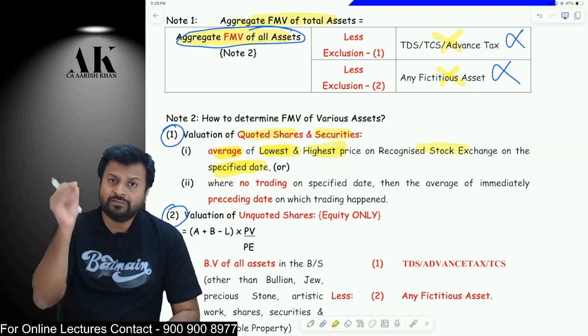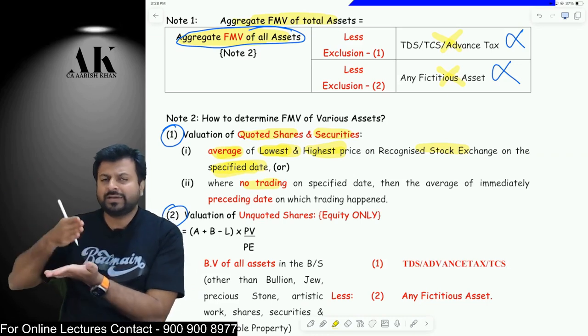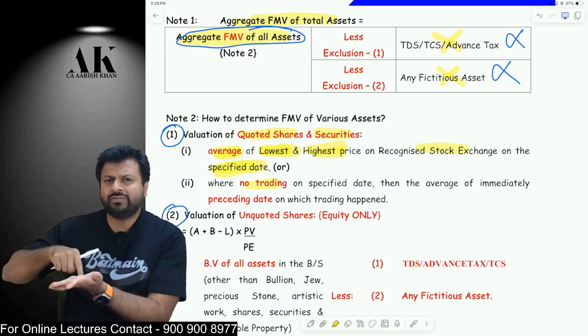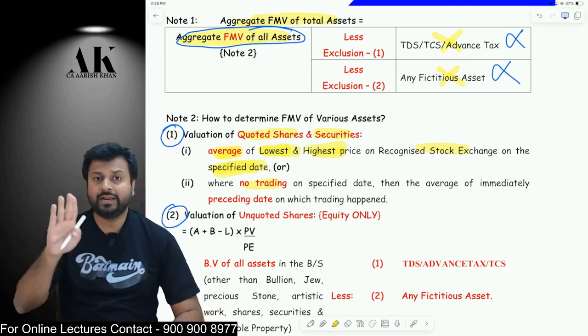Okay. And if on the specified date there is no trading, then you will go to the preceding date. Suppose the specified date is 25th of Jan. On 25th Jan there is no trading. Then take 24th Jan, 23rd Jan, 22nd Jan, whichever date trading was done.